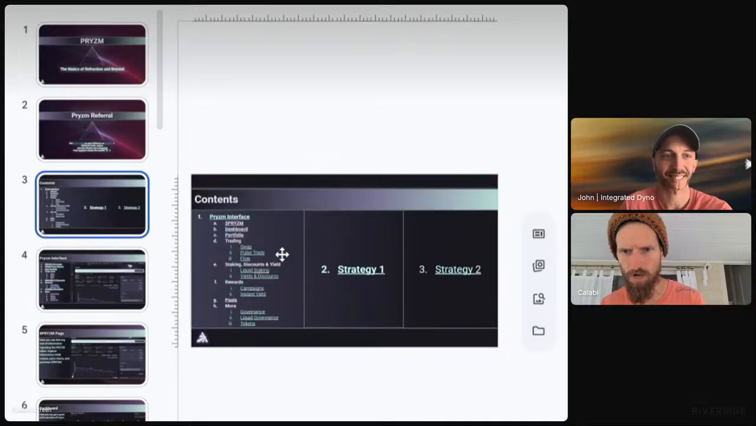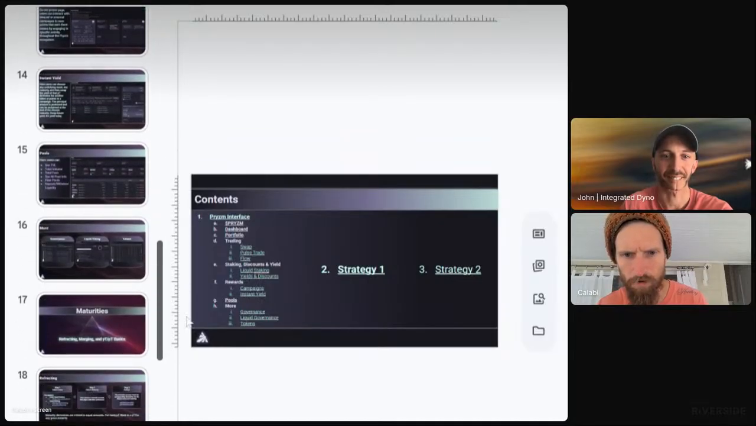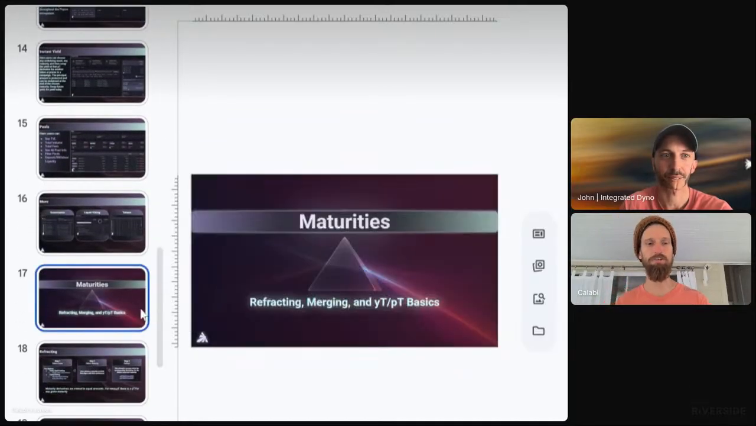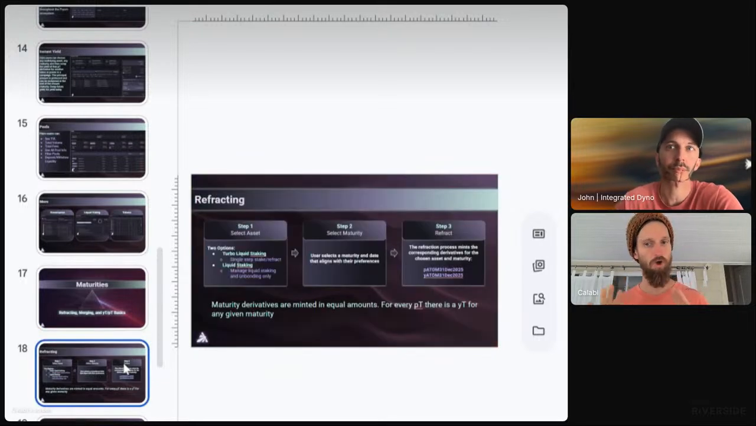Let's see here. So I'm just going to hop into a little primer. I think where a lot of people get stuck initially is the maturities, refracting, merging, and the P and Y derivatives. So we're just going to take a quick second to understand what those are and how you go about getting them. So with refraction, you have a yield-bearing asset, of which Pryzm has their own liquid staking token series. They're C assets, of which there's Atom, there's TIA, and there's a handful of others.